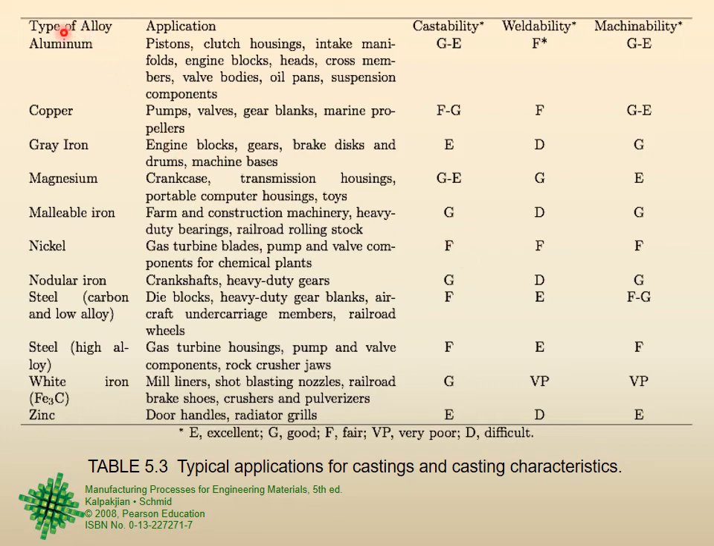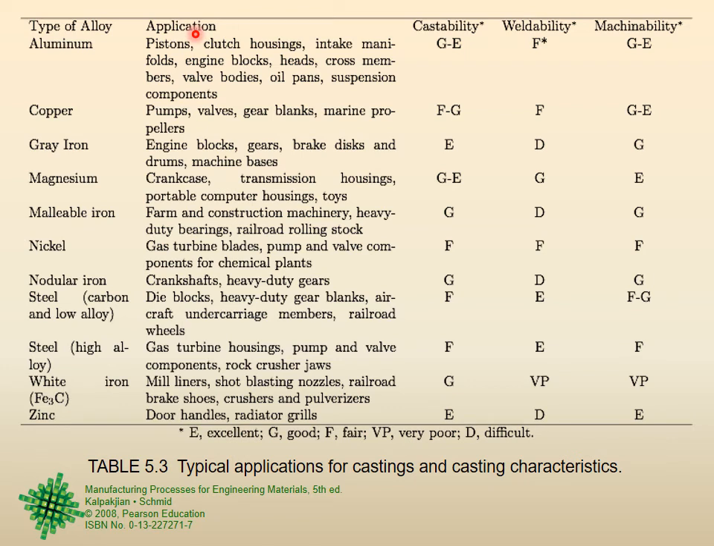So now, types of alloys. If you remember from material science, there can be pure metal and there can be an alloy. There can be iron and there can be steel and there can be cast iron. They are all iron based. There could be pure aluminum, there could be aluminum alloys. So metal or alloy of aluminum, copper, gray iron, magnesium, malleable iron, nickel, nodular iron, steel, other types of steel, white iron, zinc. So all of these.